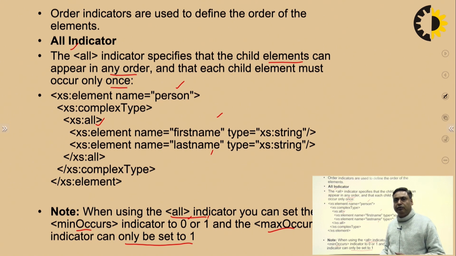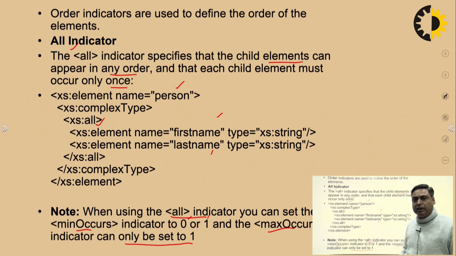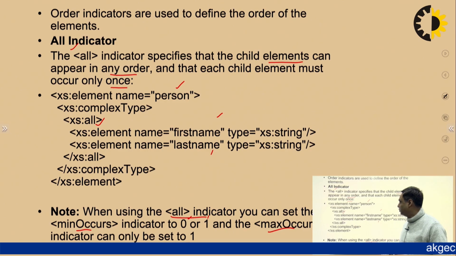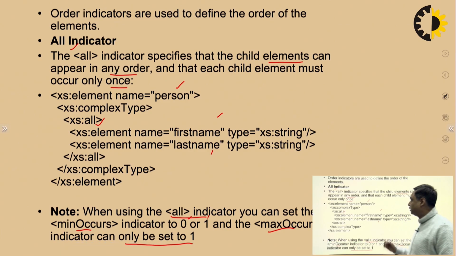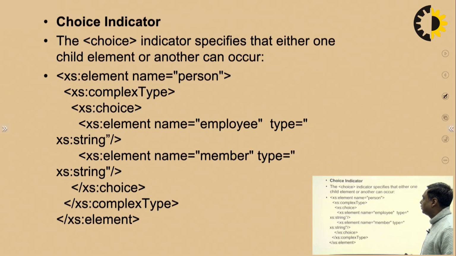So, in summary, the all indicator provides the flexibility that any element may occur in any order, as well as the restriction that the element can occur only one time. If min occurs is set to 0, in that case that element may not exist. This is all about the all indicator.